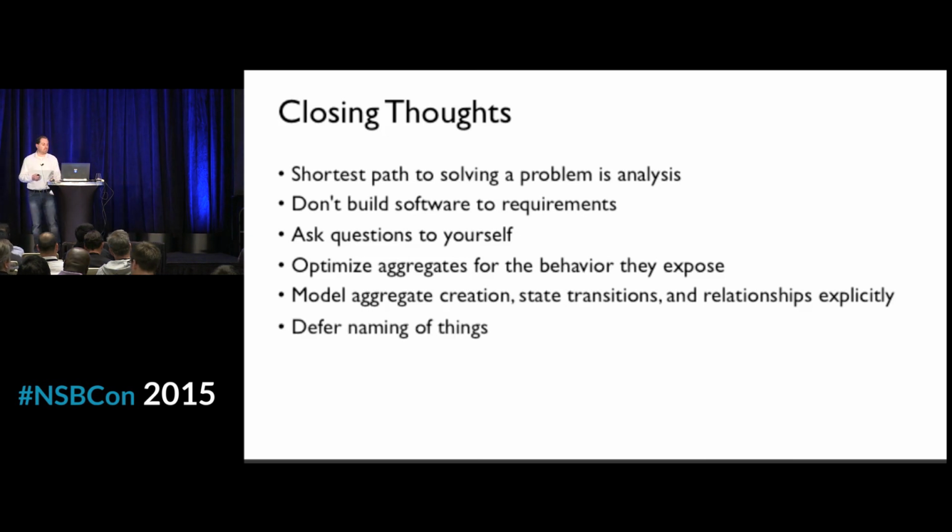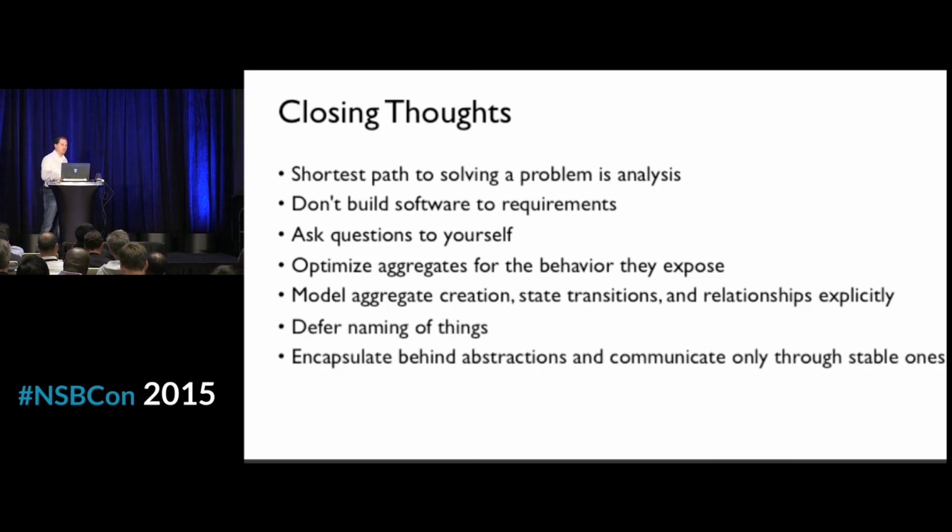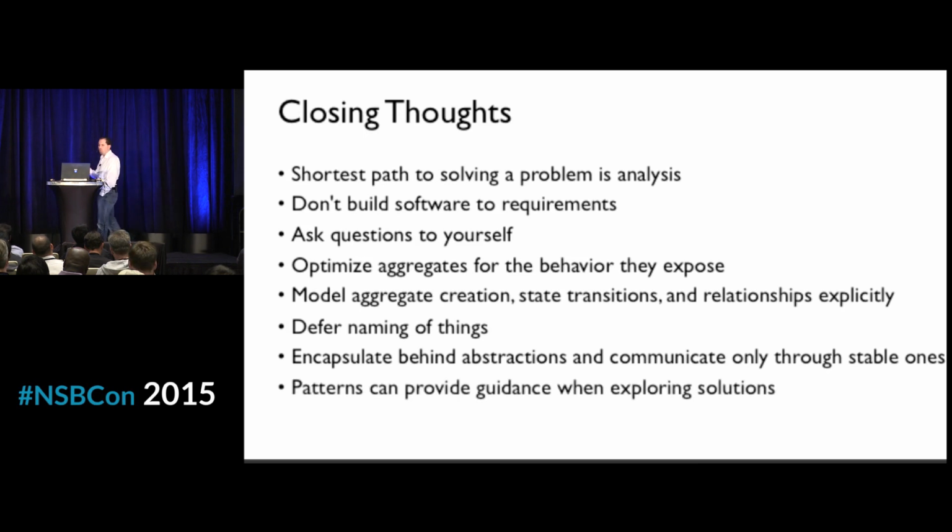Defer the naming of things. Encapsulate behind abstractions and communicate only through stable ones. While you could apply this to many different things, the one that I want to emphasize the most is that of a service. Once we're crossing a service boundary, or if you're more familiar with domain-driven design, a bounded context boundary, we want to be sure to only expose data that represents stable business concepts.